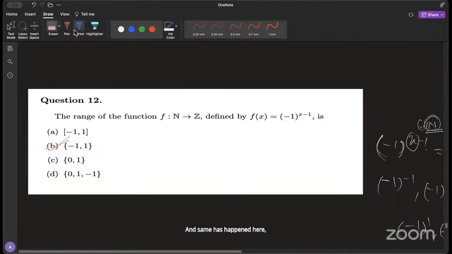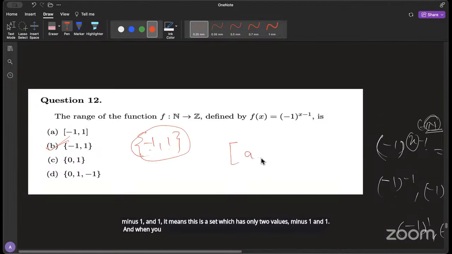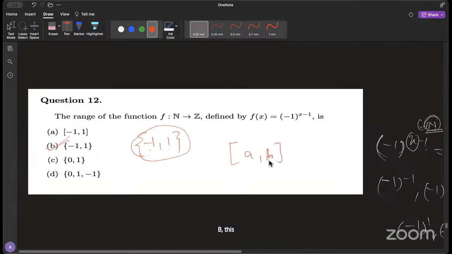So if you see something like this, -1 and 1, it means this is a set which has only two values, -1 and 1. And when you see something like this, A, B, this means this is also a set, but it's the set of all the values starting from A till B, and A and B are both included. Like an interval. Yes, ma'am, understood. That's the difference between these two options.